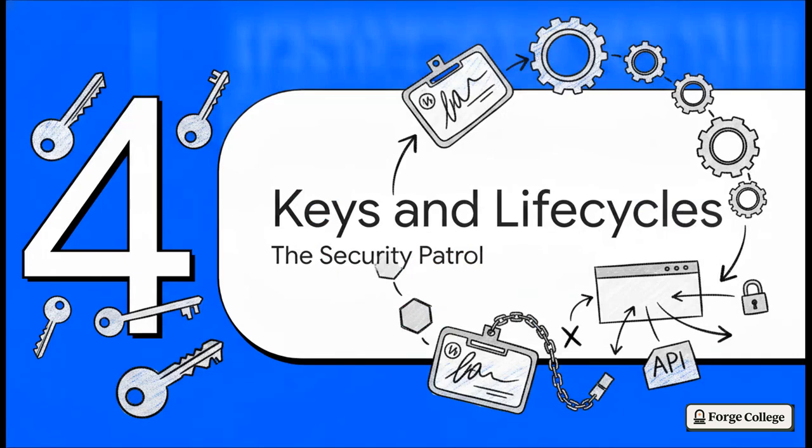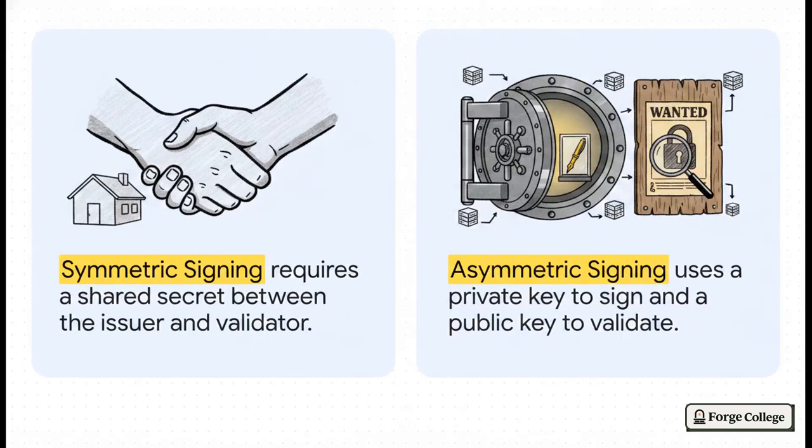All right, Section 4, keys and life cycles, the security patrol. Now, those VIP badges are really only as good as the signatures on them, right? When it comes to signing a JWT, you've basically got 2 choices.